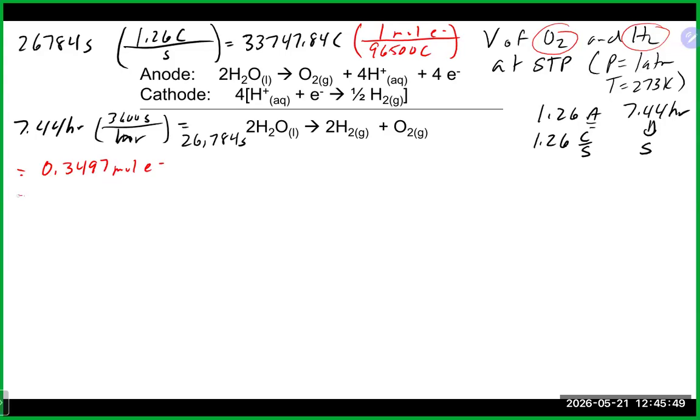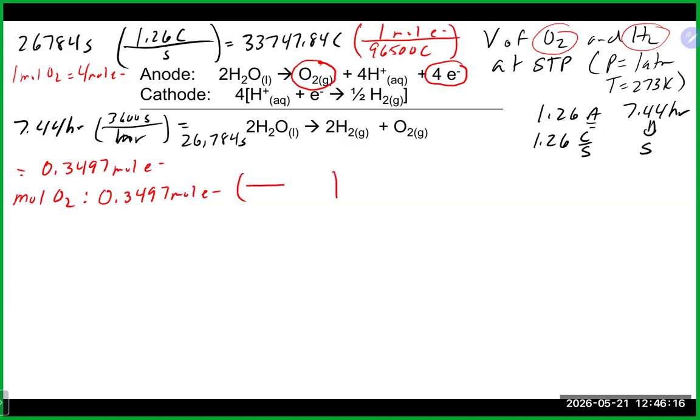So let's start with our moles of oxygen. Again, looking at the half reaction for oxygen, we can see for every 1 mole of oxygen, we get 4 moles of electrons. So for every 1 mole of oxygen, 4 moles of electrons. And again, we're going to use that as a conversion factor. So we'll start with our moles of electrons we just calculated.